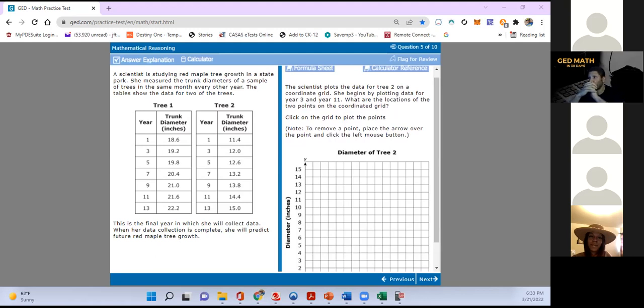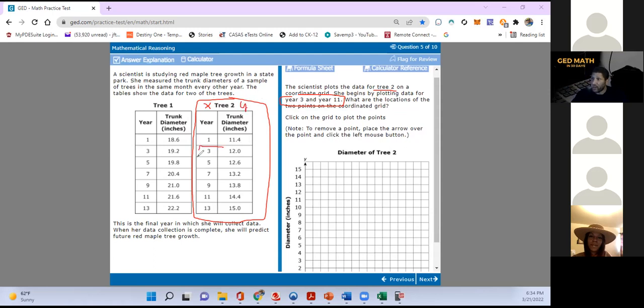Diameter of tree 2. Tree 2. So the only thing we're looking at is tree 2. What else do we need to know? Year 3 and year 11. So if I look at year 3 and year 11, I have my 2 points. Remember, they're not going to say the tree is your X value and your trunk diameter is your Y. If they ask you about linear equations, you have to understand that every linear equation is y equals mx plus b. So one is your independent variable, one is your dependent variable. So this is my X, this is my Y.